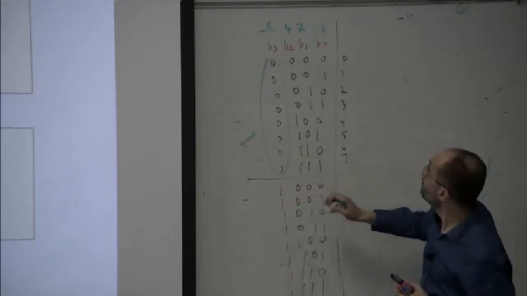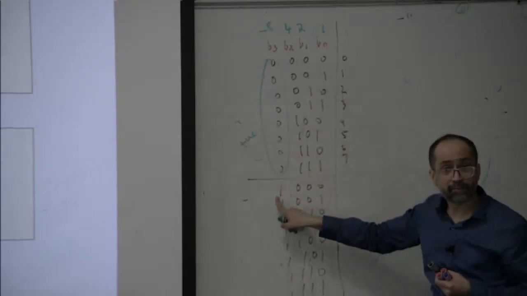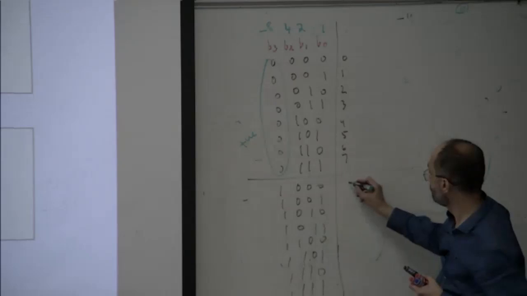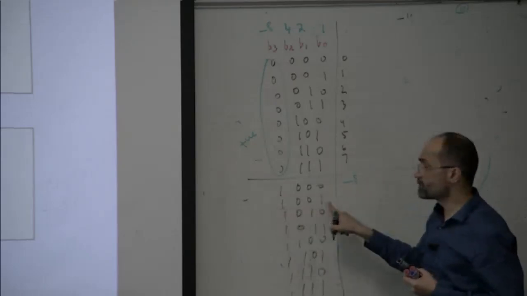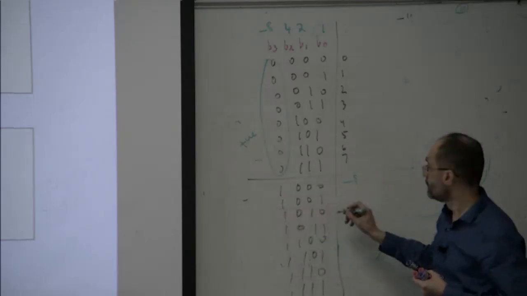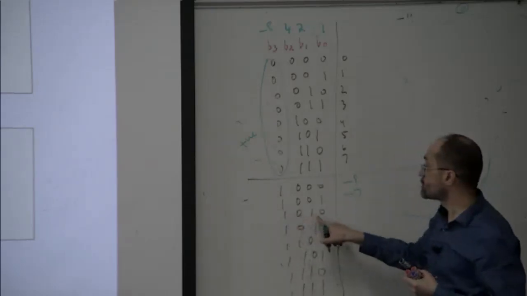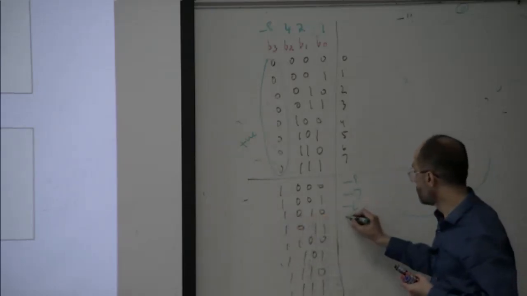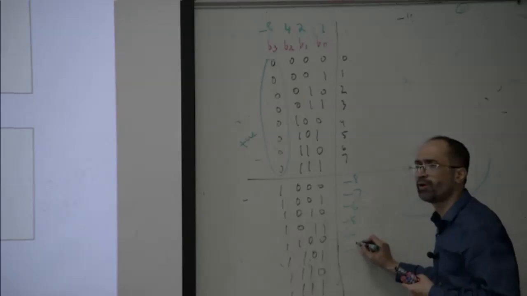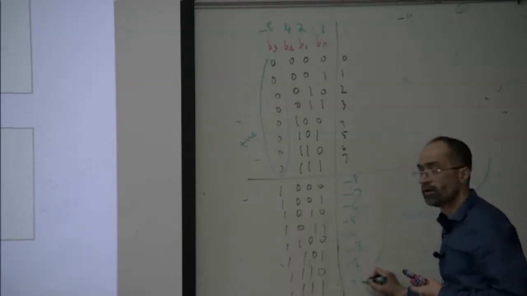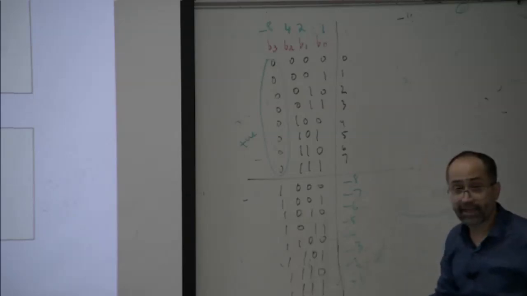And MSB is 1. Okay, now we add -8, -8 plus 1, -8 plus 2, -6, -5, then -4, and then you calculate it. -3, then -2, and then -1. Okay, now again the same thing.